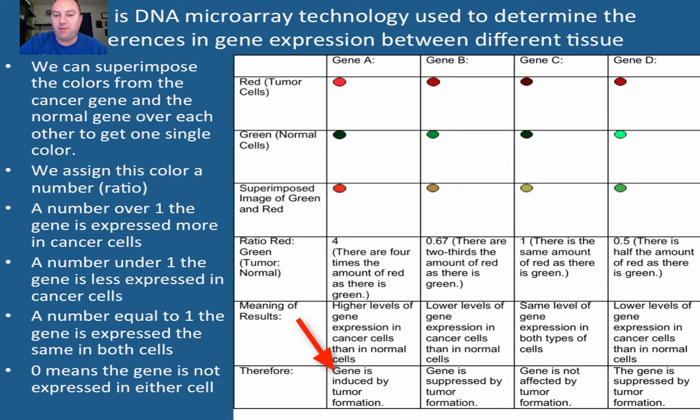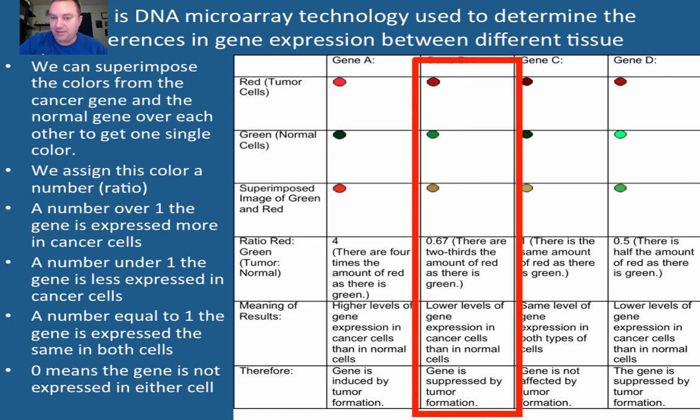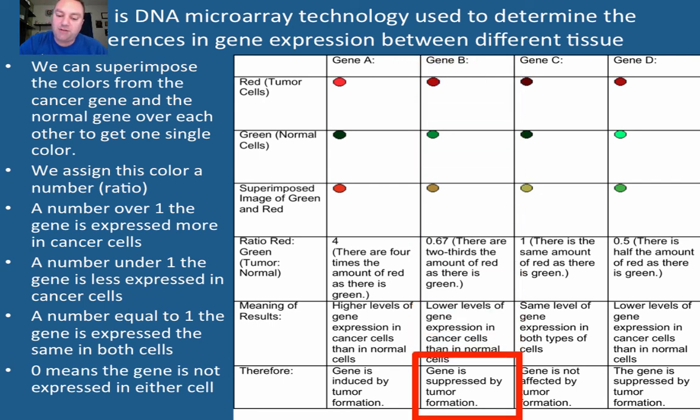All right. In gene B, we have kind of the same thing. We've got almost full red in the tumor cell. It's almost a full green in the normal cell. Superimposed, it's yellow. That gives you a ratio of 0.67, 2/3 the amount of red as there is green. So we have a lower expression in cancer cells. So this gene is suppressed.